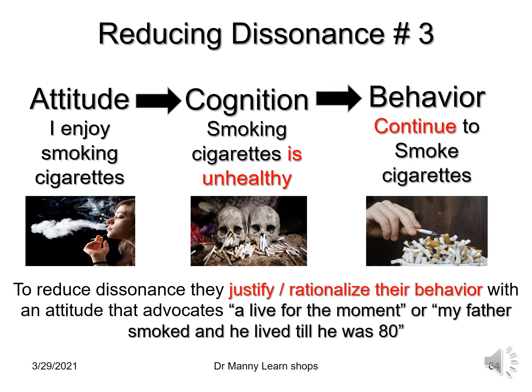Reducing conflict, number 3. I enjoy smoking cigarettes. Cigarette smoking is unhealthy, but they continue to smoke cigarettes. To reduce the dissonance, they justify or rationalise their behaviour with an attitude that advocates living for the moment. Oh look, I'm going to keep smoking. You can't live forever anyway. Or they continue smoking because my father smoked till he was 80 and he was okay.